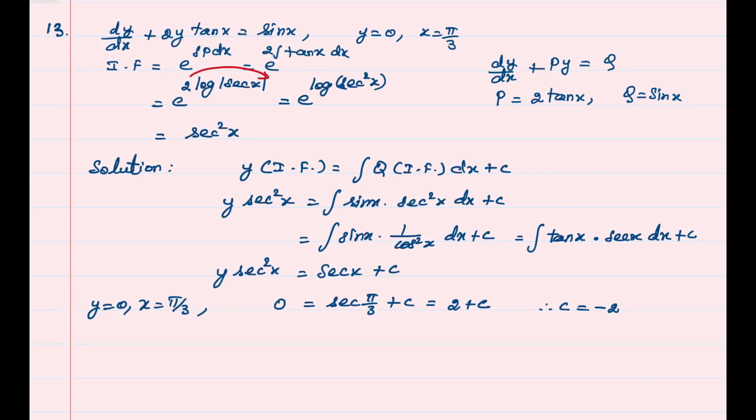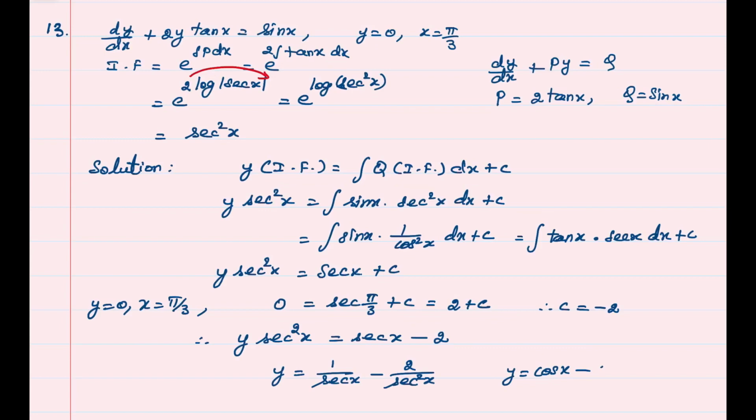Now we will write the particular solution. y times secant square x equal to secant x minus 2. Therefore, y is 1 by secant x minus 2 divided by secant square x, that is dividing by secant x, which becomes cos x minus 2 cos square x.